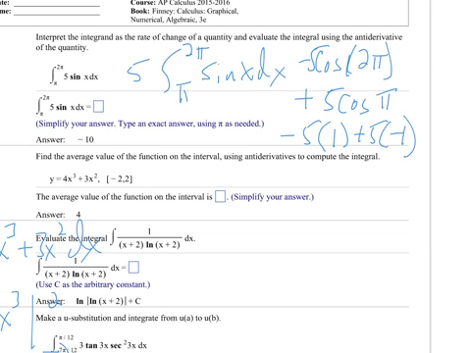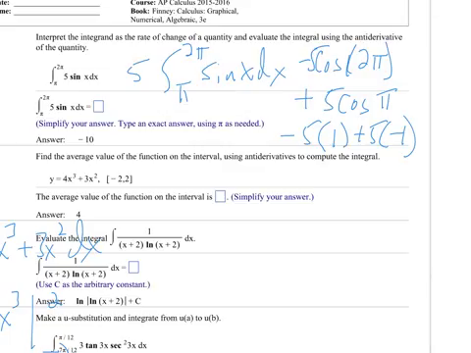So for question 2, we're just going to do the antiderivative. Well, the antiderivative of 5 sine x, I brought the 5 out. The antiderivative of sine x is negative cosine x, and then I multiply the 5 back through. And then I'm doing the f of b minus f of a.